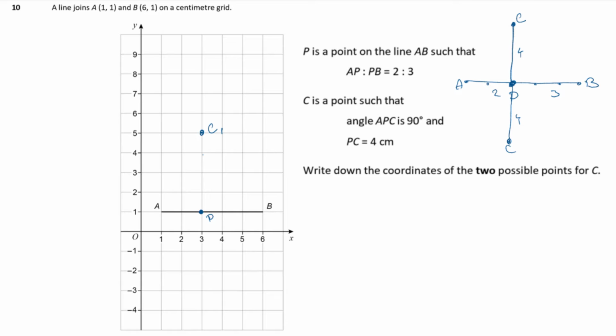I'm going to call that one C1, or it could be 4 below. 1, 2, 3, 4. It could be down there. It could be that one. Okay. So what are those 2 coordinates? C1 is at (3, 5), or C2 is down there at (3, minus 3). So they're my 2 possible coordinates for C.